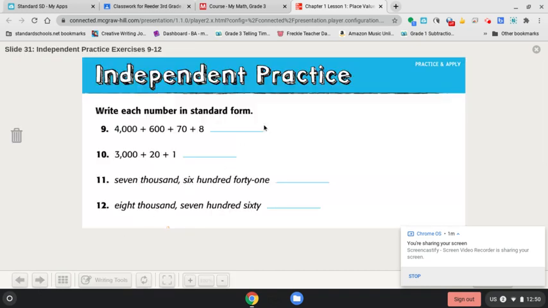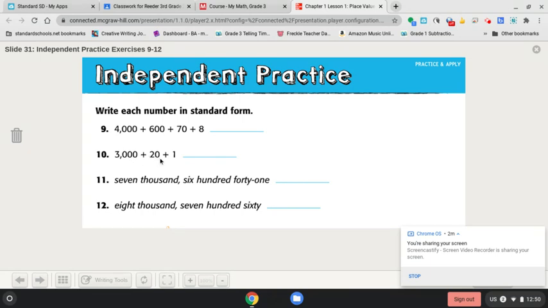Okay, we're going to write each number in standard form. So to write each number in standard form, you go to the place, and then you continue with the following digits. So if I have 4,000, I put a 4 here, and then my comma, because remember there's a comma after 1,000. I have 6 hundreds, 7 tens, and 8 ones. So your answer would be 4,678.